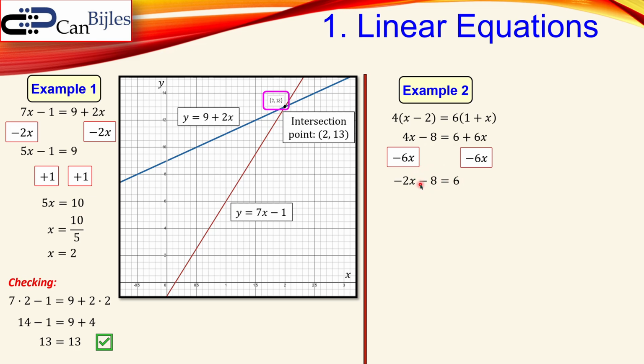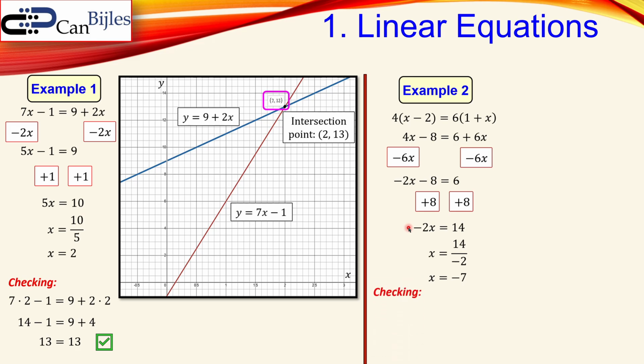Now I need to also make this 0, so I can only do that by plus 8. So it means this will be then 14. This will be only minus 2x, so x will be then 14 over minus 2. And that will result in minus 7. So this is the solution for this example.